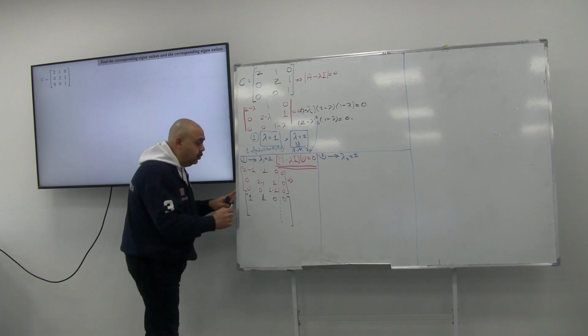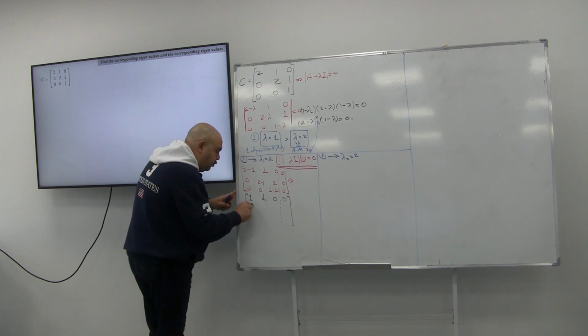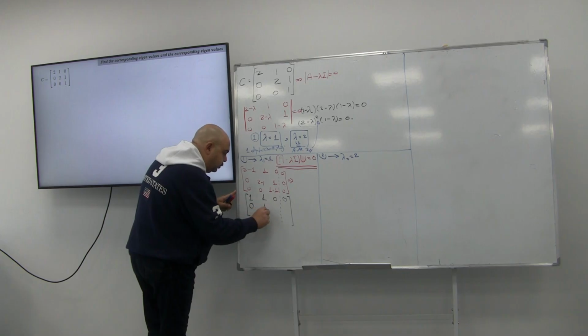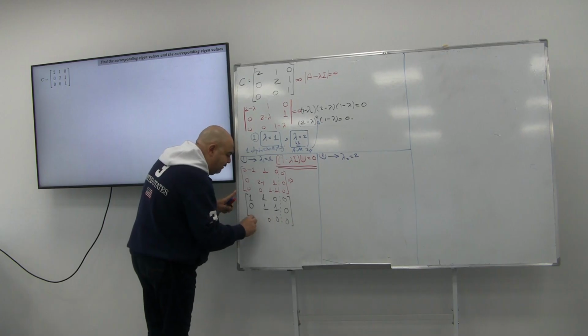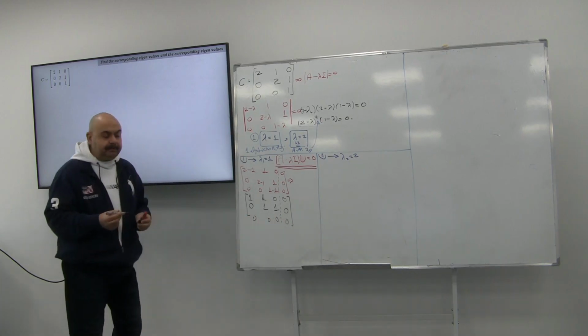For the second row, it will start with a 0, 2 minus 1, which is positive 1. Then I will have another 1, then positive. For the last row, you will have a complete row of zeros.